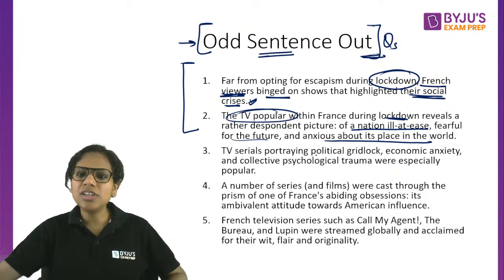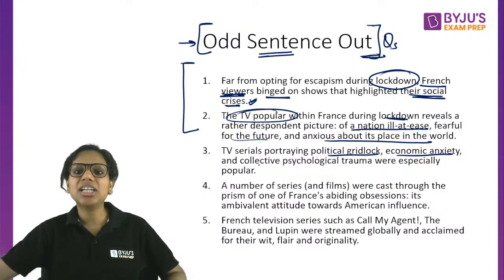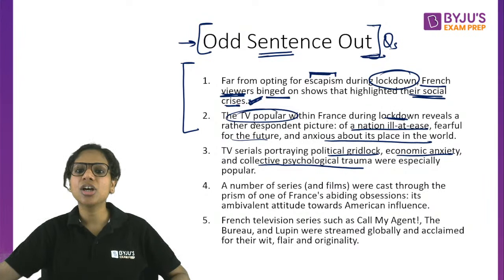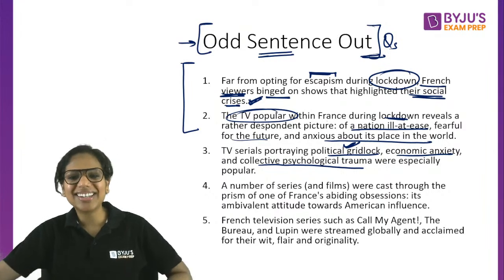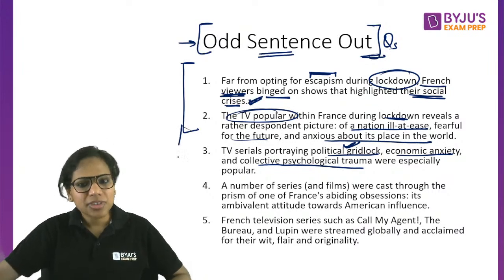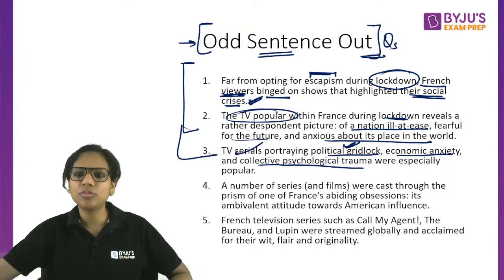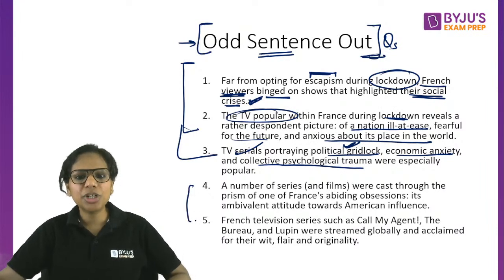Then, a TV series portraying political gridlock, economic anxiety, and collective psychological trauma were especially popular. So we are saying that they focused on, they highlighted the social crisis. They didn't escape from their social crisis. In fact, they preferred those shows. They watched those shows. So political gridlock, a nation ill at ease, anxious about its place in the world. Economic anxiety. It was lockdown, right? Collective psychological trauma, lockdown due to COVID most likely. Yes, all of us get that. Again related. We're talking about TV. We're talking about all these themes only between 4 and 5.